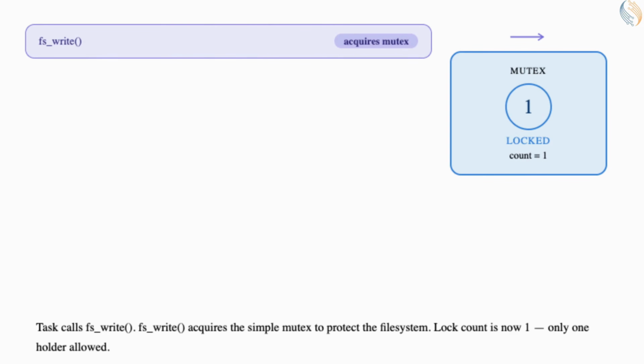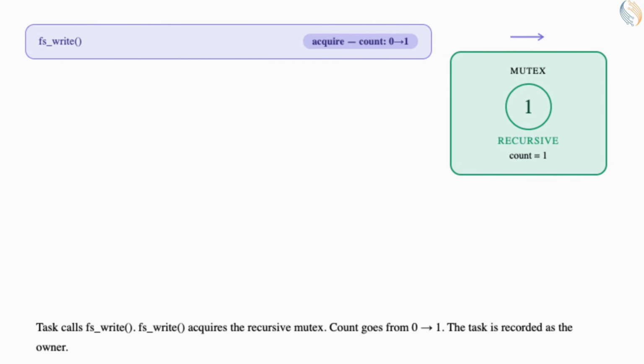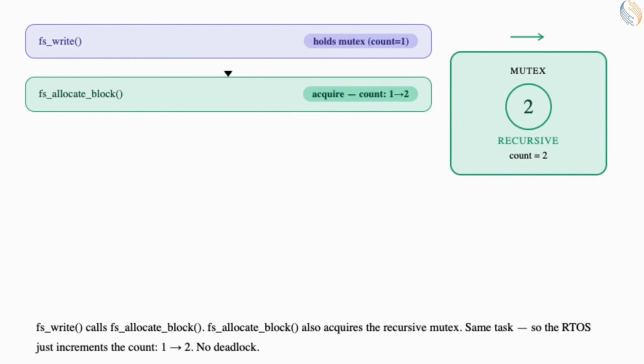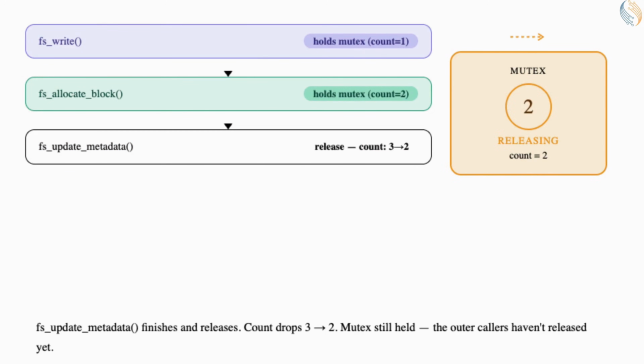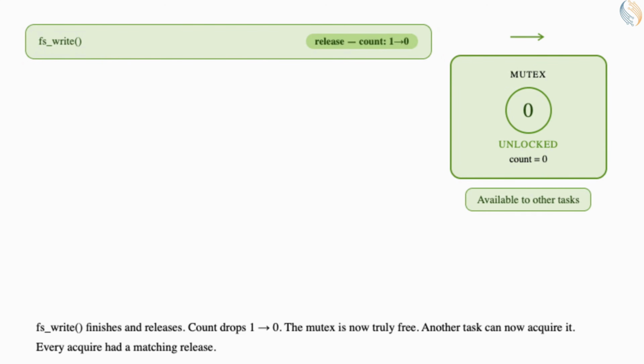A common scenario where this is useful is file handling. Imagine a task calls a write function, which acquires a mutex to safely write to a file. Internally, the write function calls another function to allocate a block on the file system, which in turn calls one more function to update the file system metadata. Both of these functions also try to acquire the same mutex to protect the shared file system resource. With a simple mutex, this would immediately deadlock. This is because the allocate block function is waiting for the mutex to be released, but the write function is still holding it. With a recursive mutex, each nested call simply increments the count, and proceeds safely. As each function finishes and releases the mutex, the count decrements until it reaches 0, and only then does the mutex become available to other tasks.